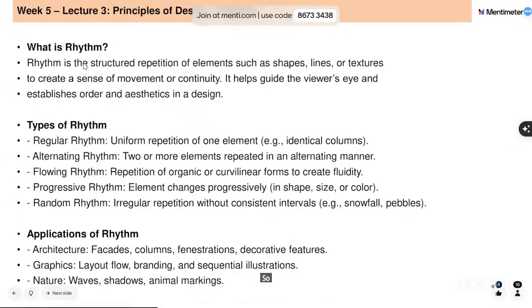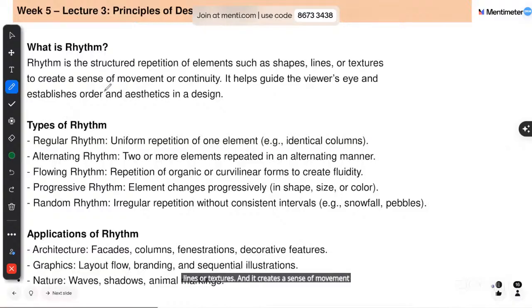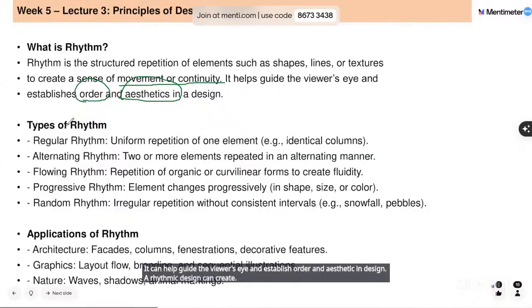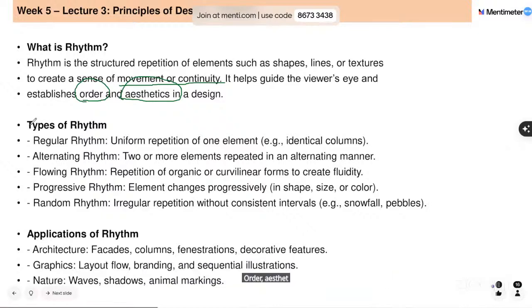So rhythm is structured repetition of elements such as shapes, lines, or textures, and it creates a sense of movement or continuity. It can help guide the viewer's eye and establish order and aesthetics in design. A rhythmic design can create order, aesthetics, and it will help us retain the memory of whatever we are seeing.